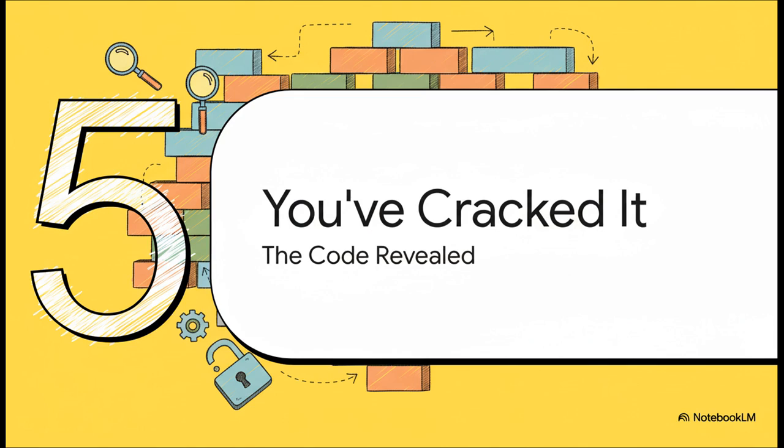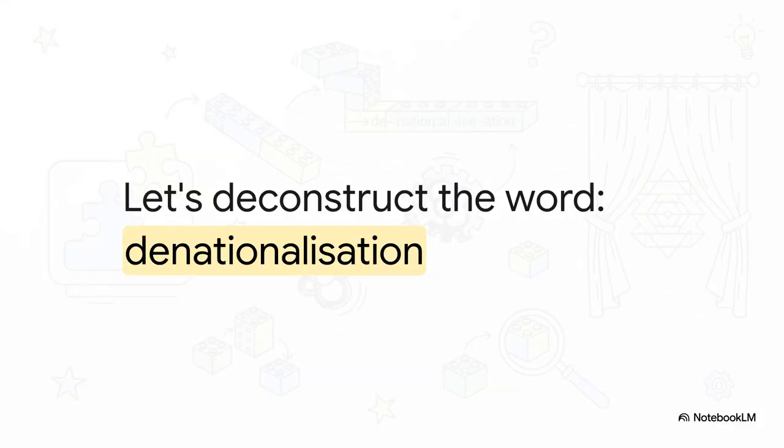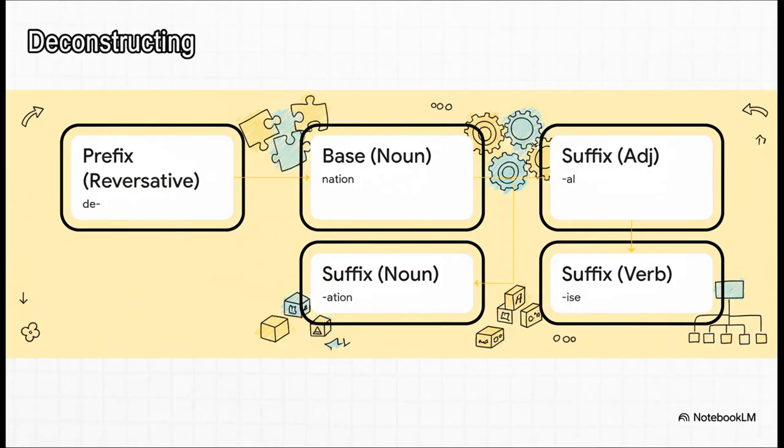So let's go back to that monster of a word from the very beginning. Remember this beast? Denationalization. It doesn't look quite so scary anymore, does it? Because you're not seeing one long, jumbled-up word. You're seeing a collection of building blocks. Now we can actually deconstruct it, take it apart piece by piece. We start with the base noun, nation.